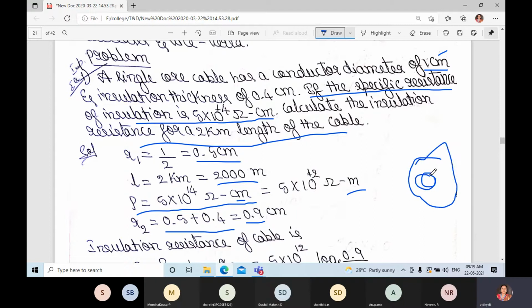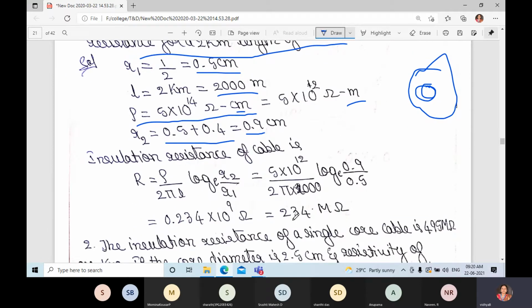Okay, this one, they have given the diameter 1 centimeter, and overall including the insulation part they have given 0.4 centimeter, that is the insulation thickness they have given, 0.4 centimeter. Okay, so if we add these radius and overall radius, you'll get 0.9 centimeter.